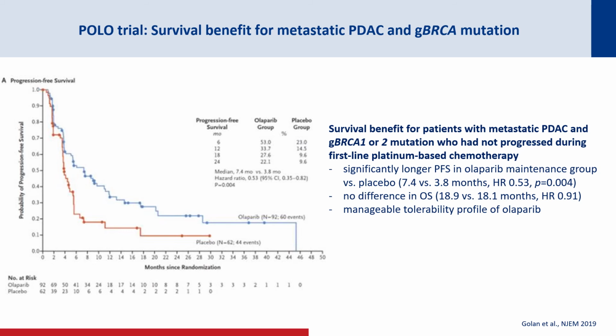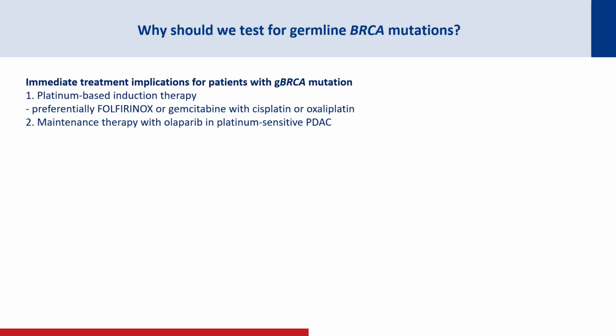Returning to our initial question, why should we test for germline BRCA mutations? Based on the data we just saw, a germline BRCA mutation has immediate treatment implications. Current guidelines recommend a platinum-based induction therapy followed by a maintenance therapy with olaparib in platinum-sensitive PDAC.